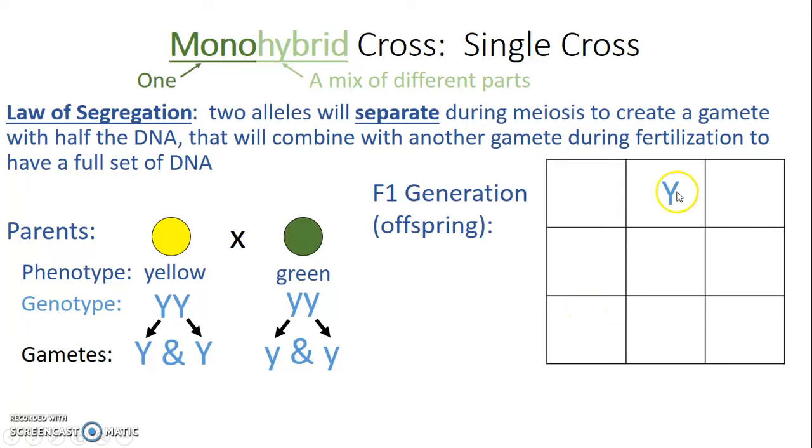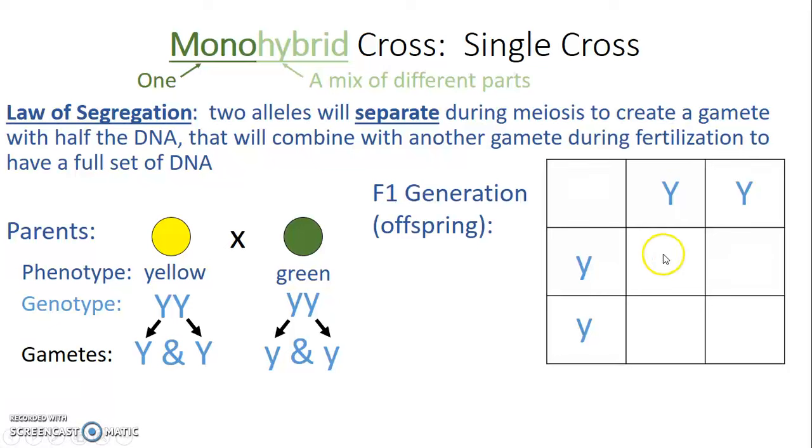So here is the first gamete from the yellow pea, the second gamete. Down over here we have the first gamete and the second gamete. So notice that each box is a gamete that will create a new cell. And so each of these boxes is showing the offspring, what they would have in their new cell.